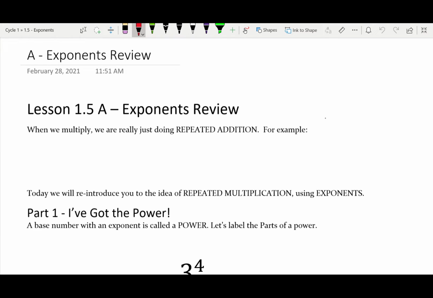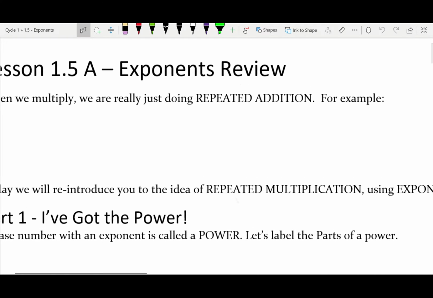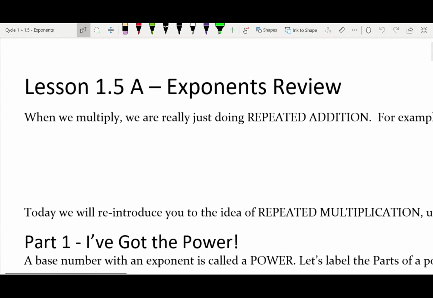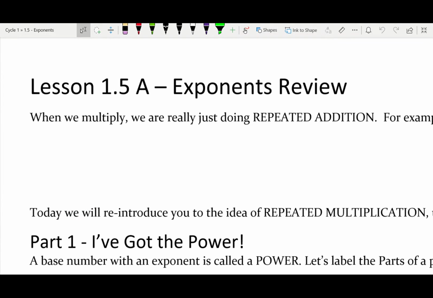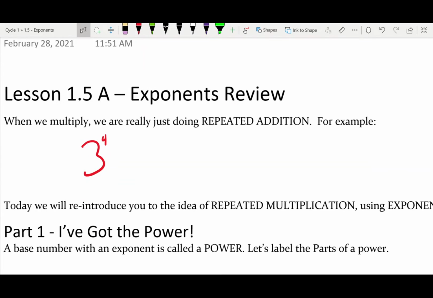Okay, exponents. You guys have seen this before, right? Basically, what an exponent really is, it's just a repeated multiplication. For example, if we had 3 to the power of 4, it's basically like doing 3 to the power of 4.